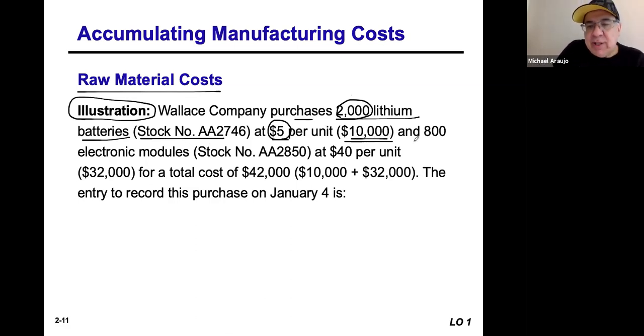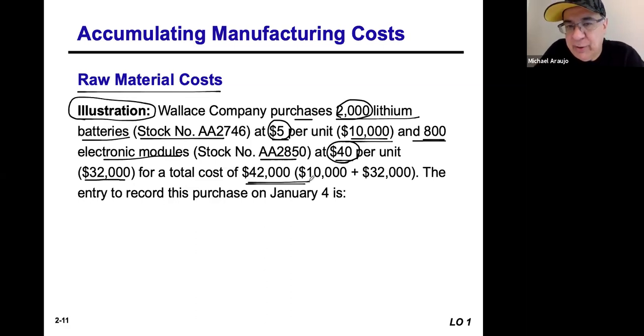They also purchased 800 electronic modules, and this is their inventory number, for $40 a module. So 800 modules at $40 a module, you got $32,000 of electronic modules. So if you have $10,000 of batteries and $32,000 of modules, you just spent $42,000 on raw materials. Okay, everyone okay with that?